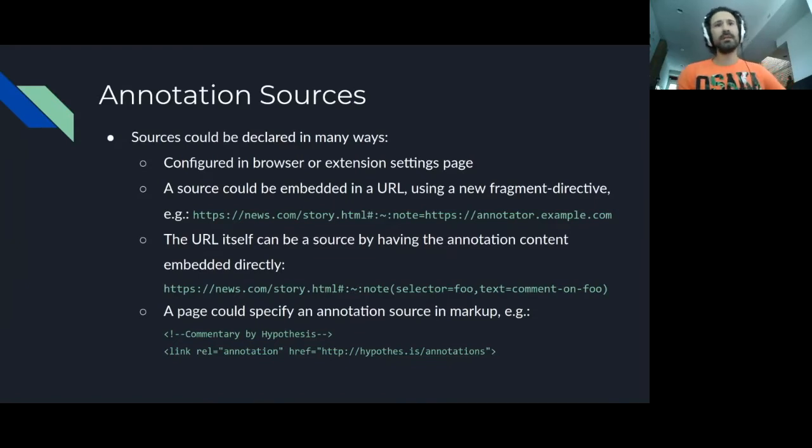And finally, pages themselves might also want to be able to specify annotations. So for example, you could imagine that today pages already host some commentary sections, but it would be really nice if they can just dump a link rel element on their page and say annotations come from, for example, hypothesis, and then all of the commentary on the page would actually appear as annotations.